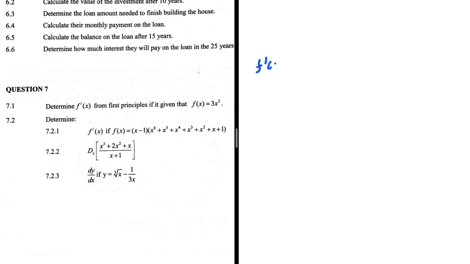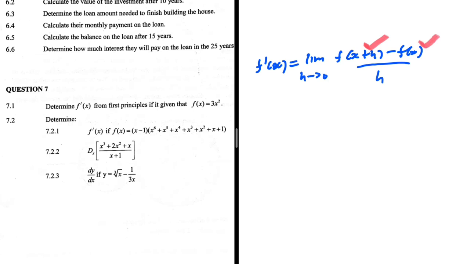Determine f prime of x from first principle if it is given that f of x is equals to 3x squared. So f prime of x is equals to the limit as h tends to 0 of f of x plus h minus f of x, everything divided by h, using first principles. It's quite straightforward. Here we just substitute in x plus h in place of x, and here we're just minusing f of x, nothing complicated, and we are dividing by h.